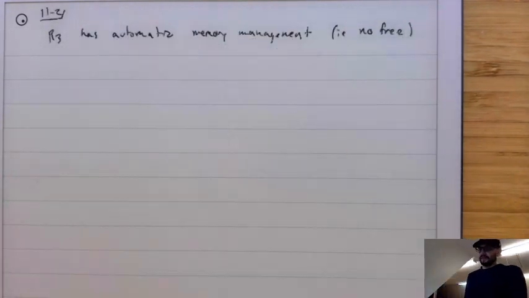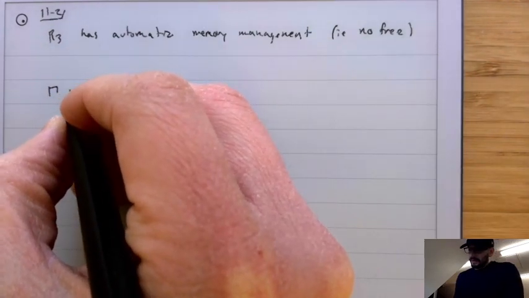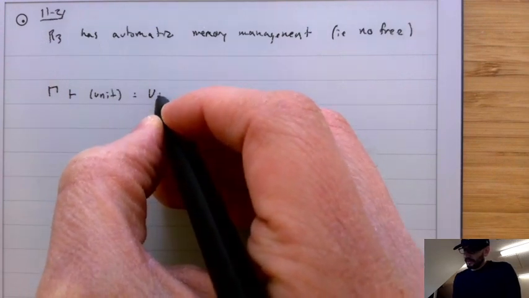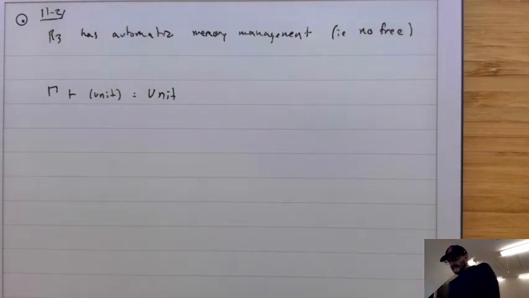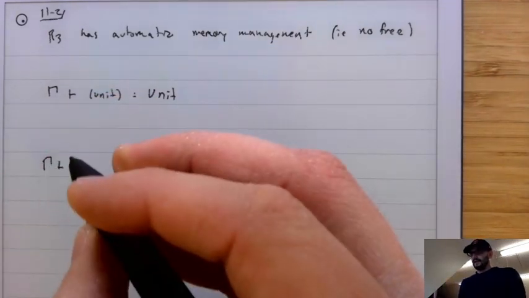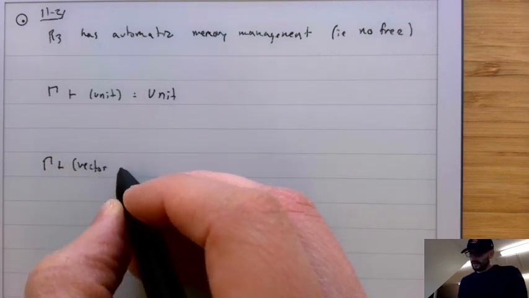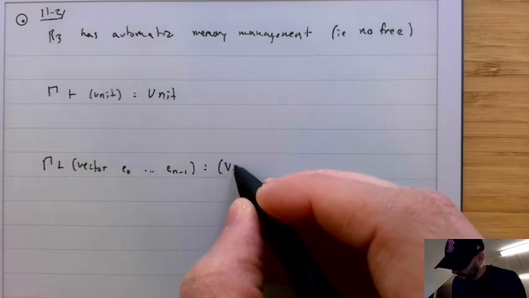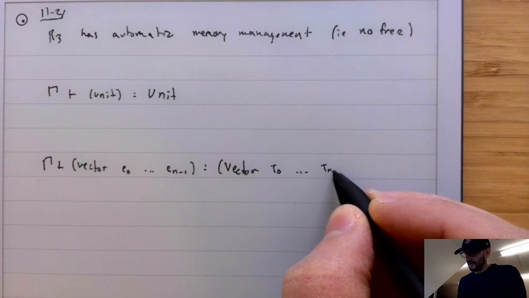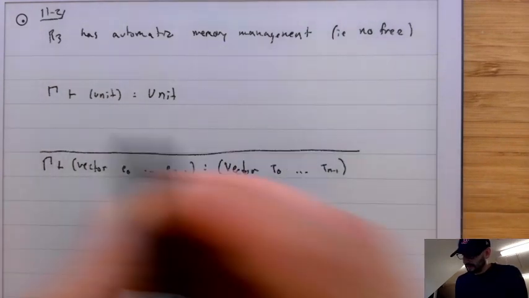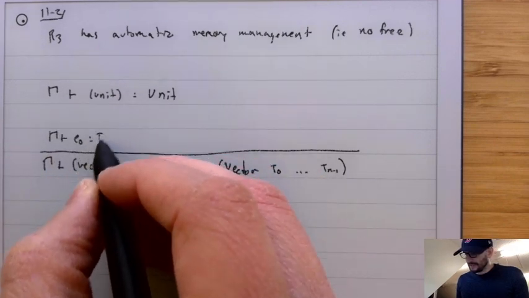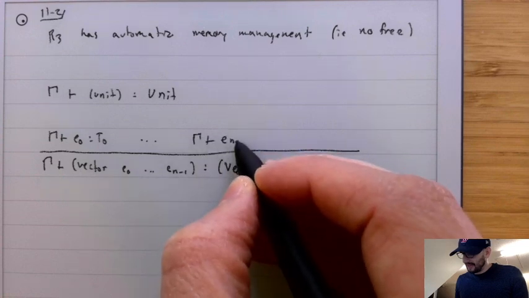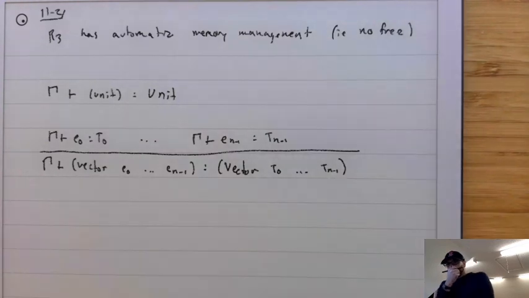I will talk about how to modify the type checker though. So here are the new rules for the type checker. Gamma is going to prove that unit has type unit. The next is that gamma is going to prove that vector of e0 through en minus 1 has type vector of t0 through tn minus 1, supposing that gamma proves that e0 has type t0, and gamma proves that en minus 1 has type tn minus 1. And so all this says is that when you construct a vector, all the individual components have to have types, and the type of the entire vector is the type of each individual component.